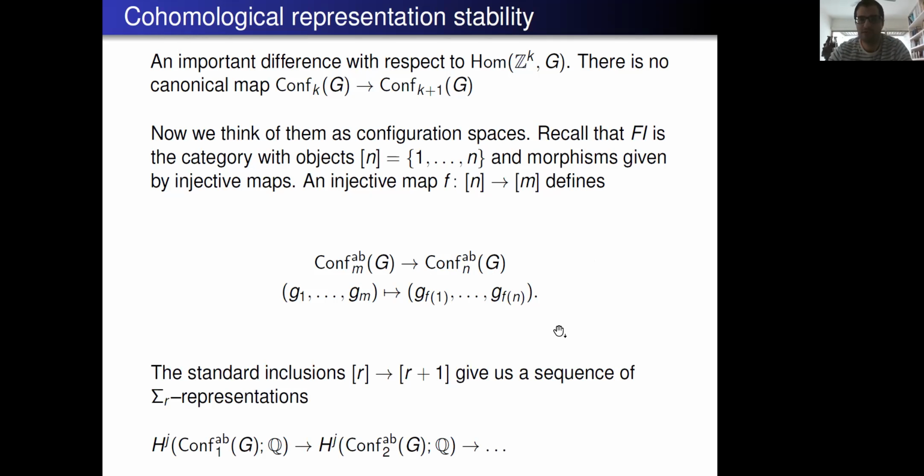But when you take cohomology, now you will get a sequence of FI-modules. And in terms of a sequence of Sigma_r representations, these maps are the ones induced by forgetting the last coordinate. Okay, so you go from configurations of 2 elements to configurations of 1 element by forgetting the last coordinate, and from configurations of 3 elements to 2, forgetting the last coordinate, and so on. You have a sequence here where you have the action of the symmetric group by permuting the elements of the tuple. And this is what is called a consistent sequence of Sigma_r representations over the field of the rationals.